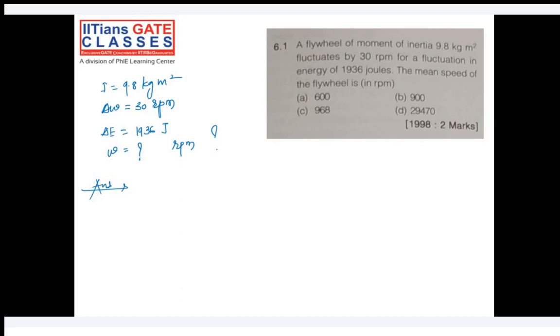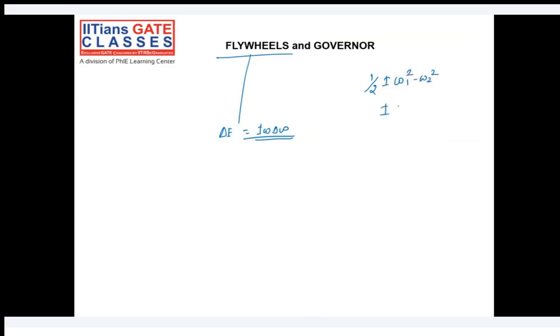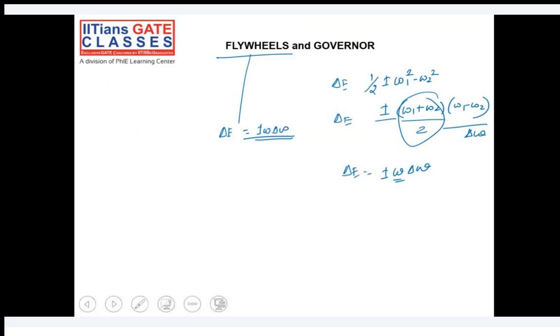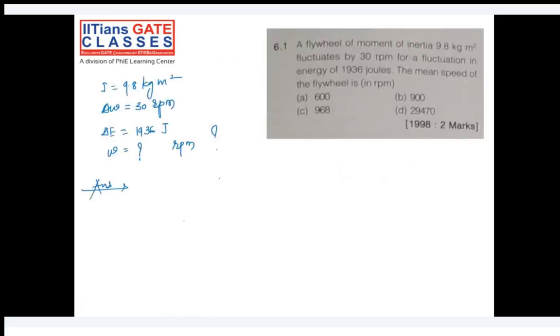So can you try to solve it? If you remember the formula, I will just write the basic formula for the flywheel here. Delta E is equal to I omega delta omega. How have we calculated this? Half of I into omega 1 square minus omega 2 square. And I by 2, a square minus b square is a plus b and a minus b. So this is your delta omega, and if you divide by 2 here, this is your mean speed. So I omega delta omega. This is how this formula is calculated, that is the change in kinetic energy, or energy stored in the flywheel. So use this formula and try to solve this question.